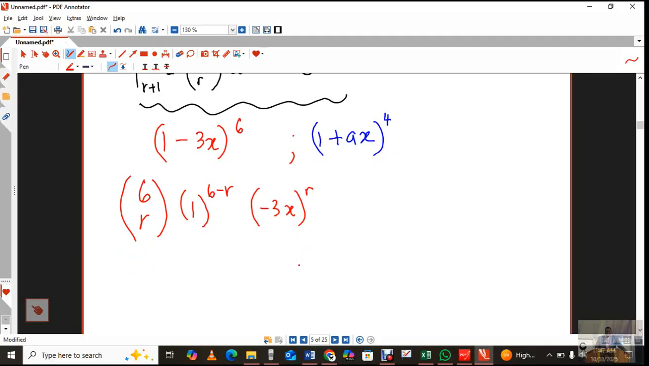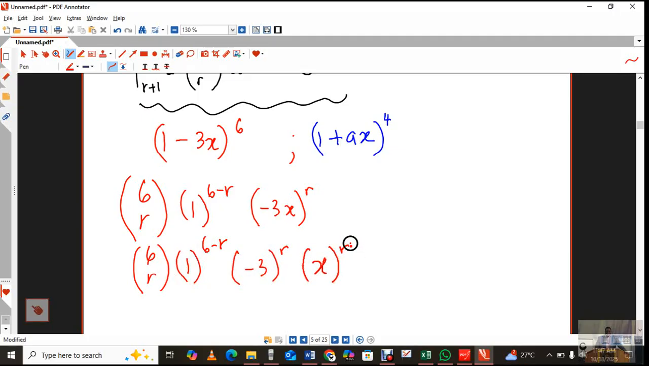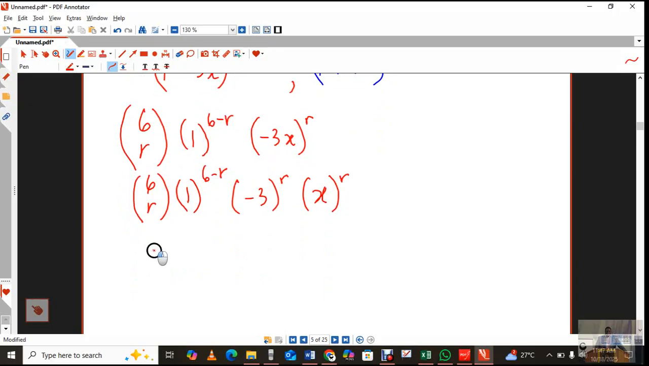I'm just going to look at the term that has the x cubed. I'm not interested in the 6 choose r because this is a constant. I'm also not interested in this. This is a constant. I'm also not interested in this. This is a constant. What I'm interested in is this one. Why? I'm going to take this one and let that one equal x raised to the power of 3. So I'll be saying x raised to the power of r should equal x raised to the power of 3. Therefore, r is equal to 3. Does that make sense? Because you are now working with the coefficient of x cubed.